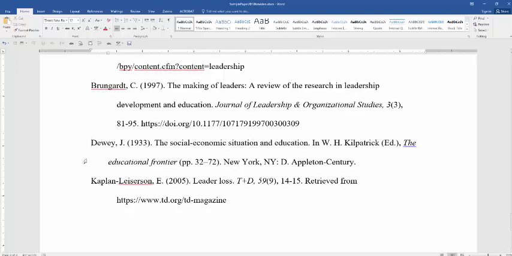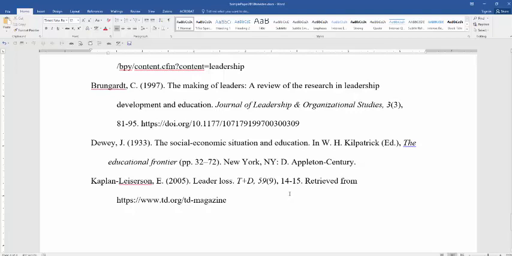The last thing we have is a journal article that was not assigned a DOI. We have a hyphenated last name of the author, first initial, didn't have any middle initial, the year of publication, the title of the article is Leader Loss. The title of the journal is actually called T+D. It dealt with training and development. You italicize the title of the journal, the comma, and the volume number. It was published in issue number 9, so that goes in parentheses, comma, followed by the page numbers.